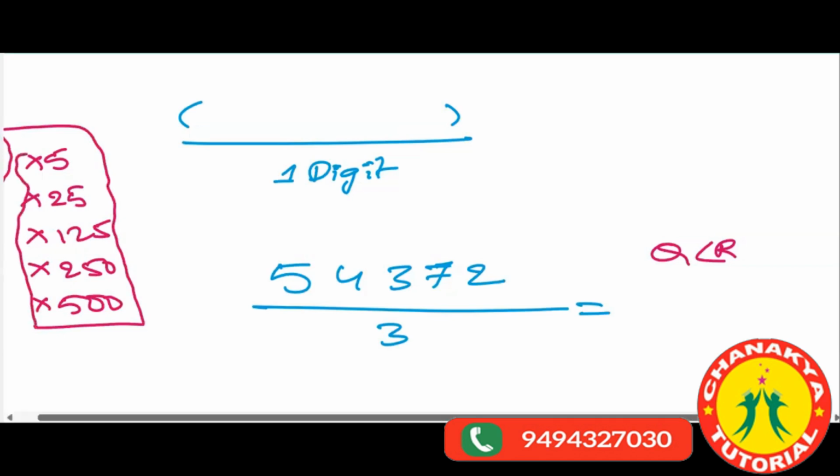Sir, can you hear me? Yes, sir, you're audible. Can you say the answer? 54,372 divided by 3 is divisible, right? It may be divisible or may not be divisible, because here I have given the option to give the quotient as well as the remainder. Sir, the quotient is 18,124. The remainder is 0, sir.